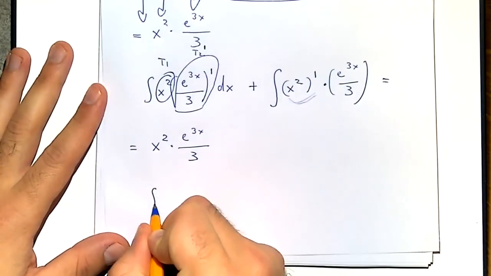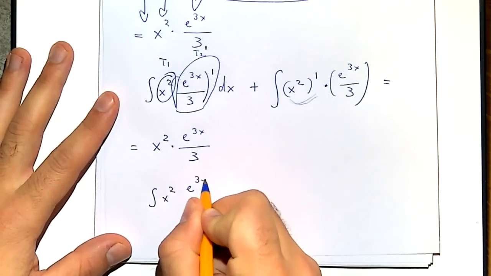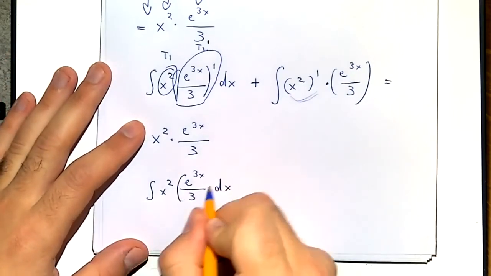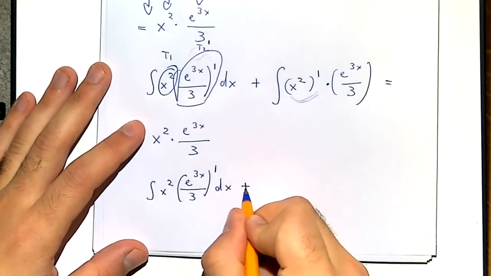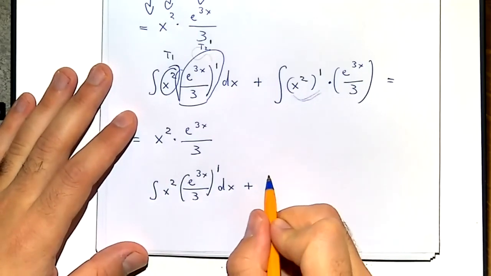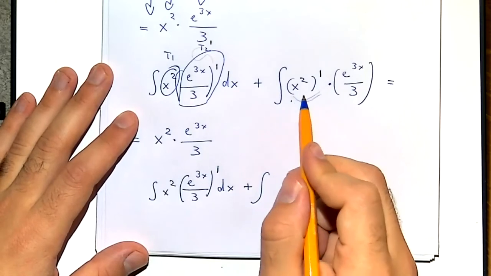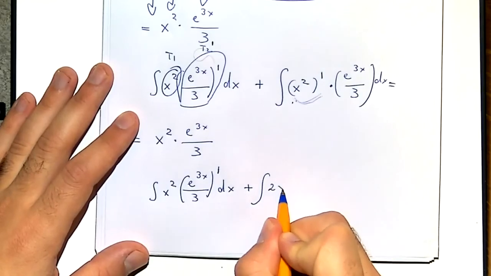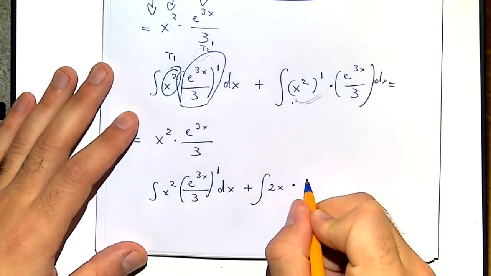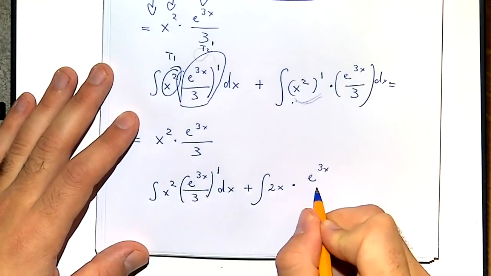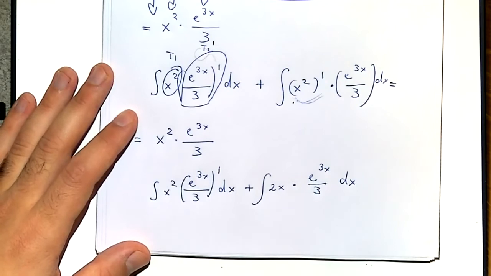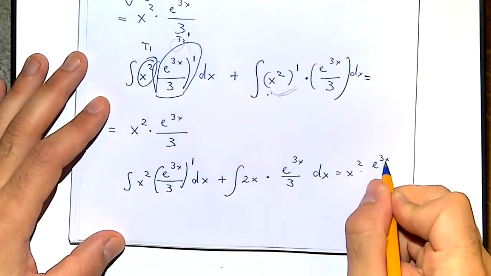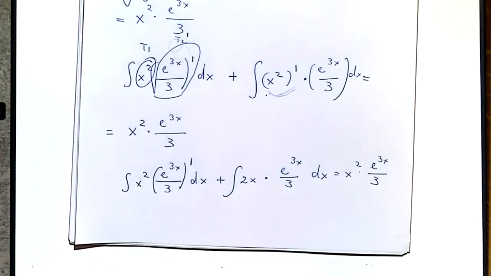My equation becomes the integral of x squared e^(3x)/3 dx, this derivative, plus the integral. What's the derivative of x squared with respect to x? It's 2x. 2x multiplied by e^(3x)/3 dx. This is equal to x squared multiplied by e^(3x)/3. Okay?